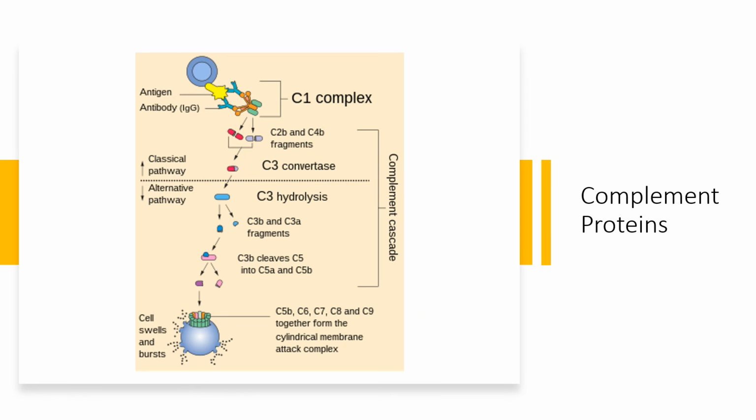Complement proteins are produced by the liver. They are inactive in the blood, but become active through antigen recognition, antibodies, or spontaneously. There are three outcomes of complement activation.